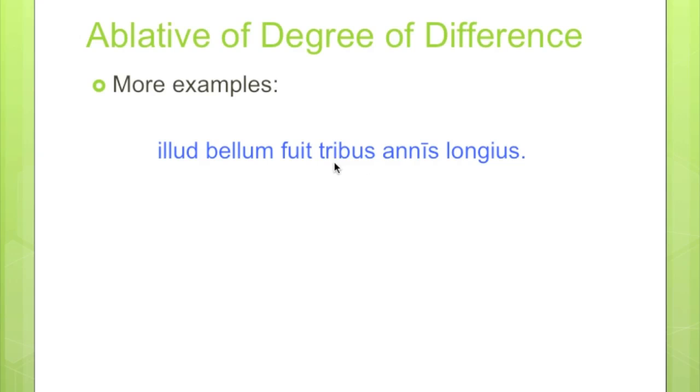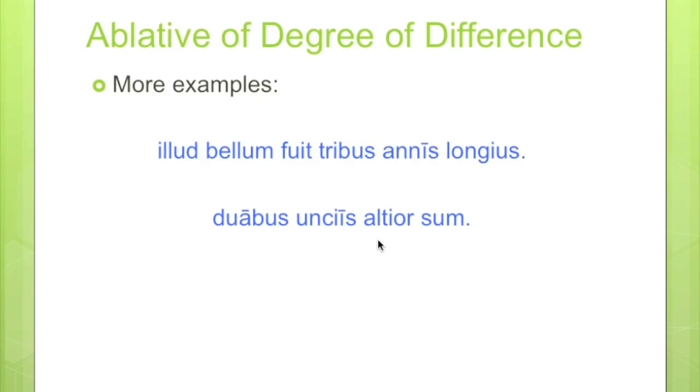Illud bellum fuit tribus annis longius. That war, illud bellum, fuit, was, longius, longer, tribus annis. This is the ablative of the word for 3, and this is the ablative of the word for year. So that war was longer by 3 years. In English, we would simply say, that war was 3 years longer. But you must put the expression 3 years into the ablative or it won't make sense in Latin.